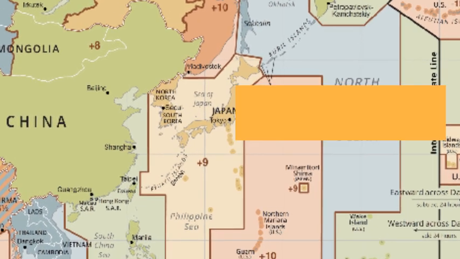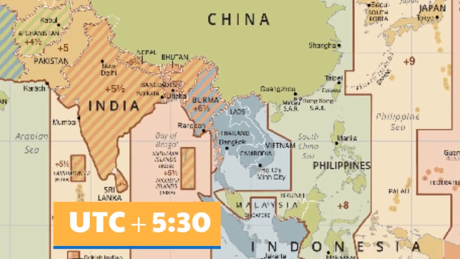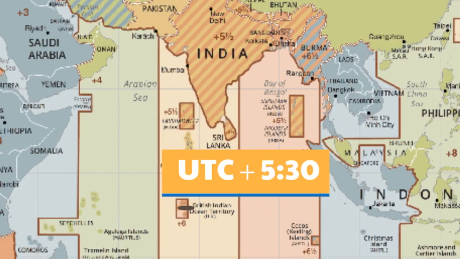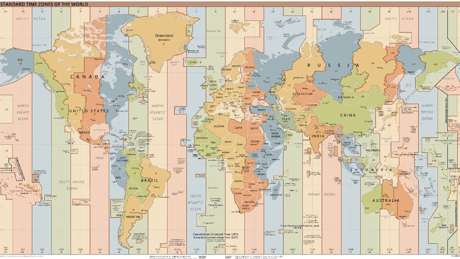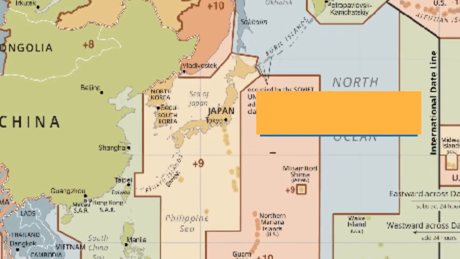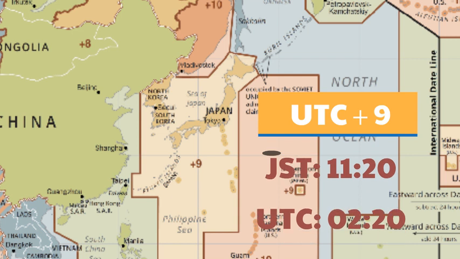Japan is 9 hours ahead of UTC, and Sri Lanka is 5 hours 30 minutes ahead of UTC. Now let's convert local times into UTC times and calculate the flying hours. Airlines use the 24 hour time format to avoid confusion. The flight departs Narita International Airport at 11:20 a.m. in Japan Standard Time. Equivalent UTC time at departure will be 2:20.